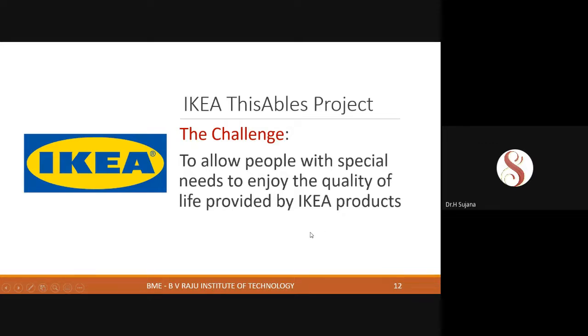for differently abled people. So everybody knows what IKEA is. IKEA is a Swedish company. It opened in Gachibowli also, I think 3 years back. It's a furniture and homeware outlet. So they took up a challenge. They said we want to allow people with special needs also to enjoy the quality of life provided by IKEA products. So they started this with two NGOs, that is Milbot NGO.